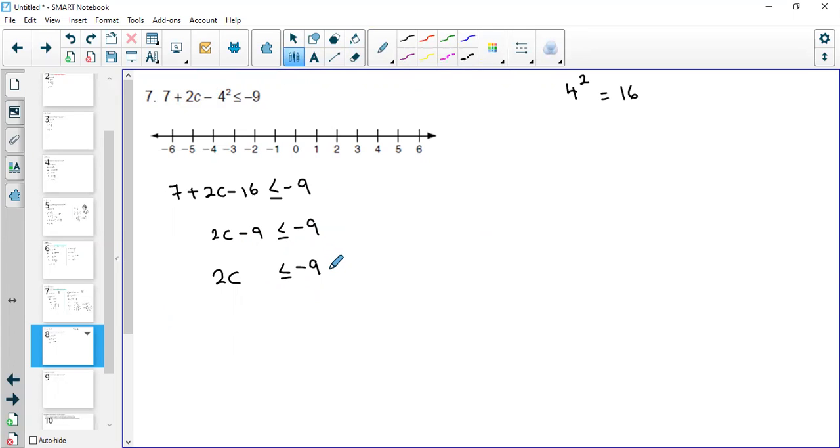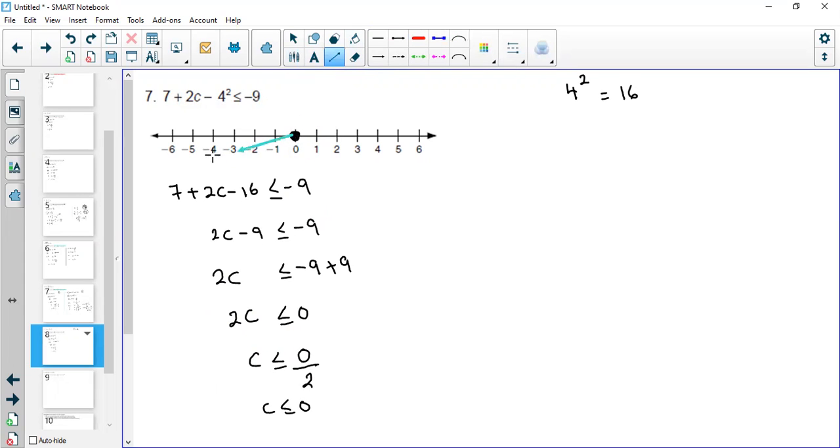So the next step is you're going to move the -9 to the other side. That will become a +9. So 2c is less than or equal to 0. Right? Now, how do we need to remove this? But you know that if 0 is divided by any number, the answer is going to be 0. So to graph it, you just go to 0, circle the 0, shade the circle, and then you need to show the numbers less than 0.